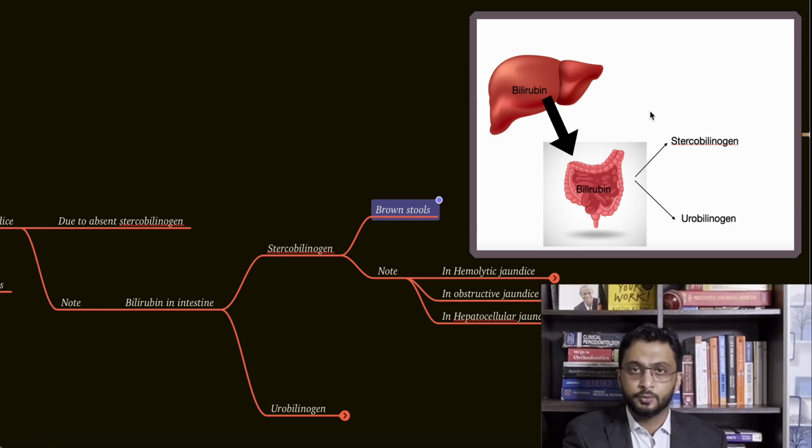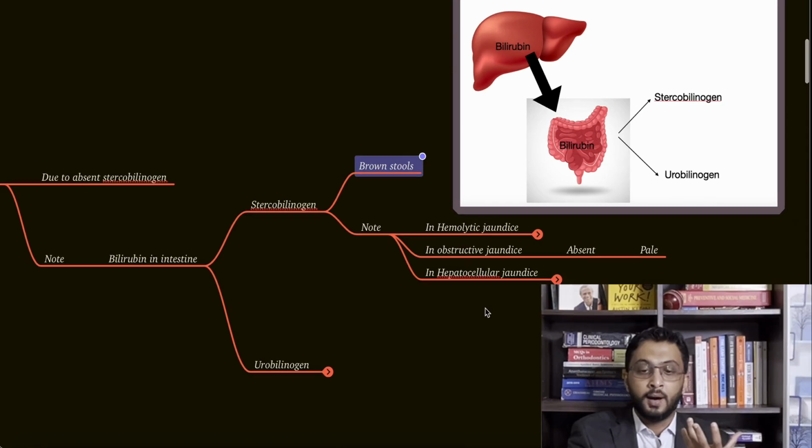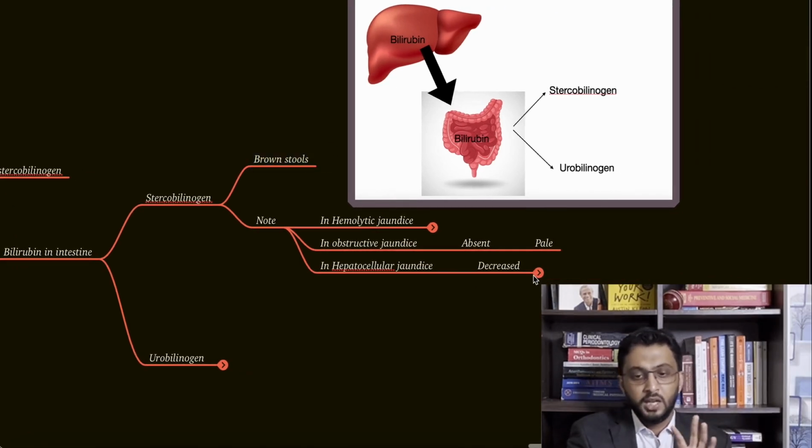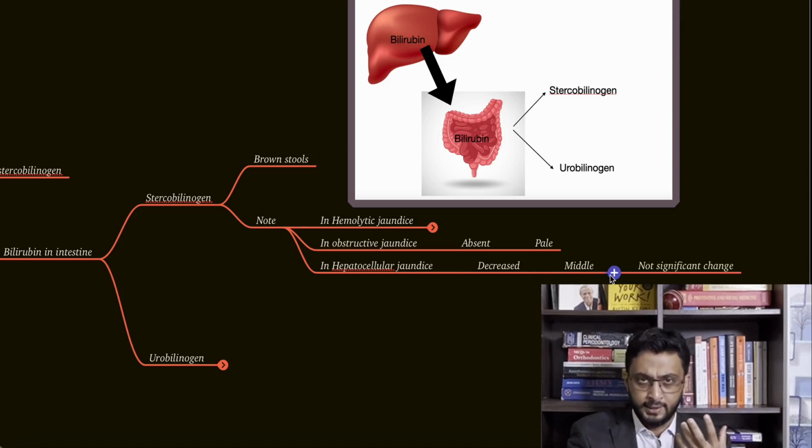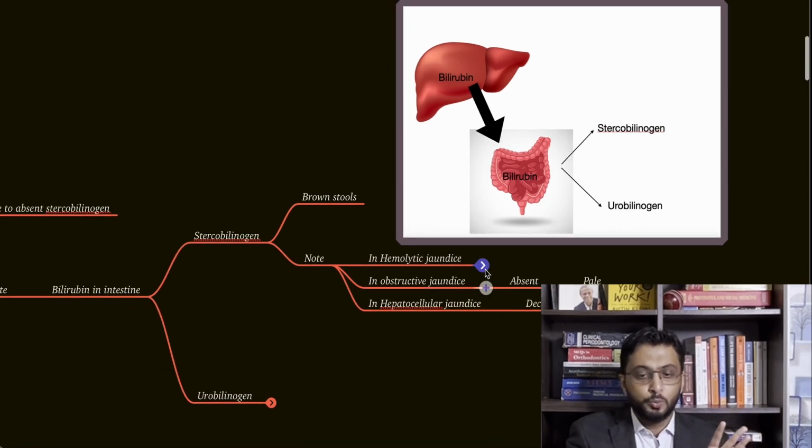In hepatocellular, there is no such problem. Whatever bilirubin is formed, though the bilirubin is less, it comes to the intestine and you get stercobilinogen. It is decreased, definitely, but not to the level where it becomes pale. It will be in between, not very significant. At times it will be a little pale, but not always. Whereas in hemolytic, no problem at all.